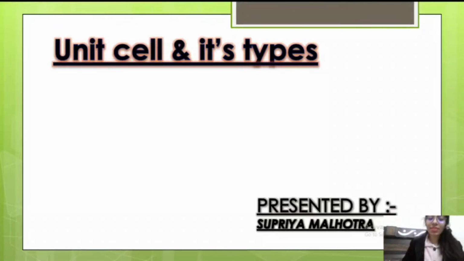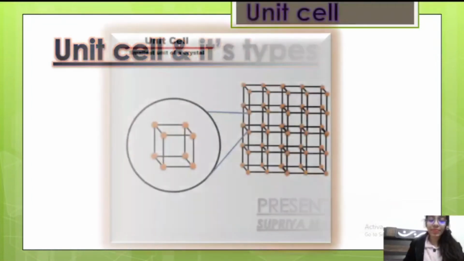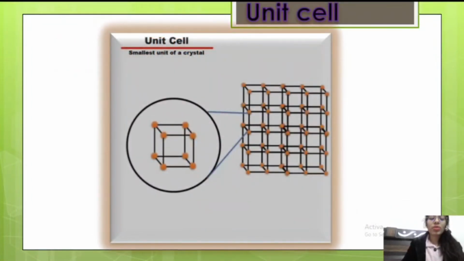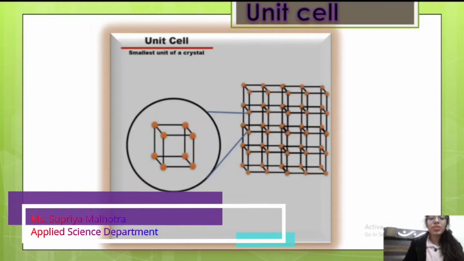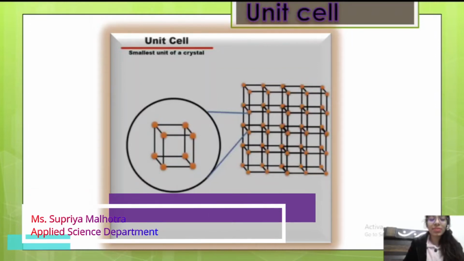In this session, we are going to cover the topic unit cell and its type. So what is unit cell? Unit cell can be defined as smallest unit of a crystal. It can also be defined as a small replica of a crystal structure. The repetition of unit cell will form the same crystal.